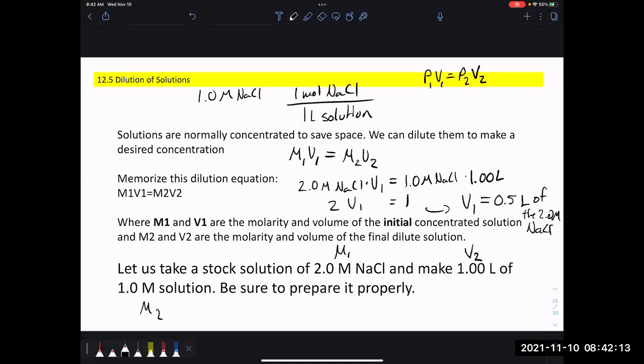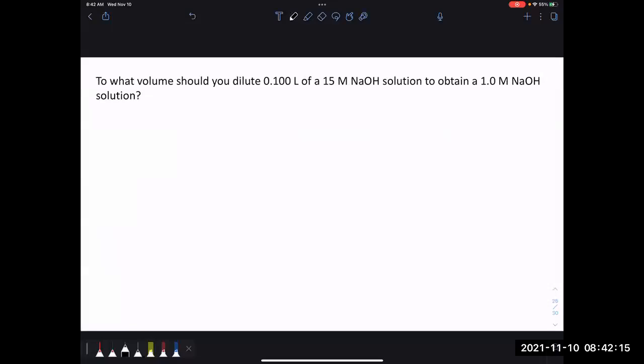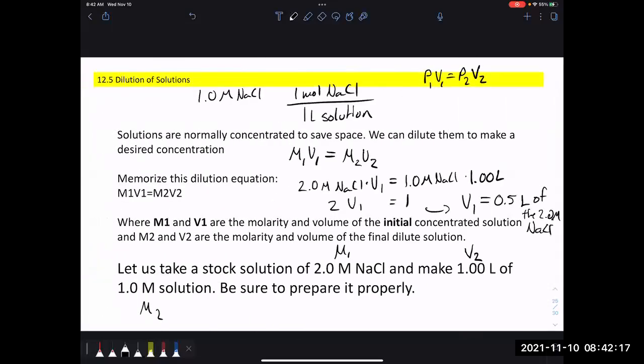I should have slide previews on here so I can see the next one. Let me see. Okay. Just be sure to make it properly.